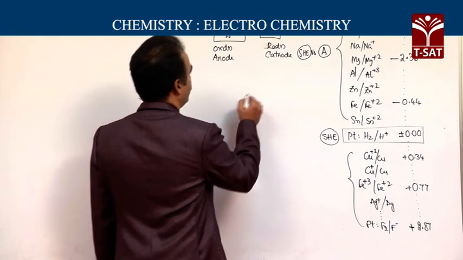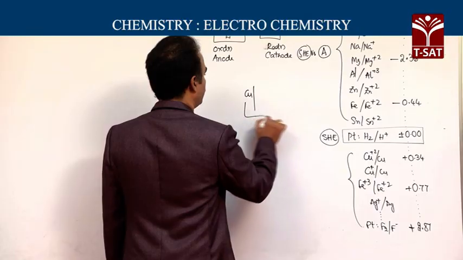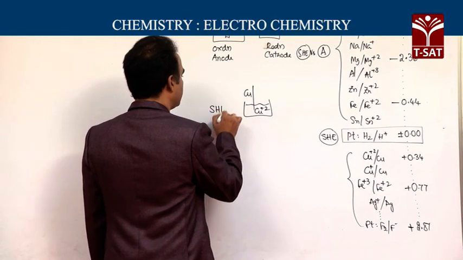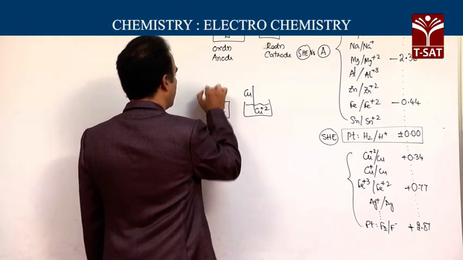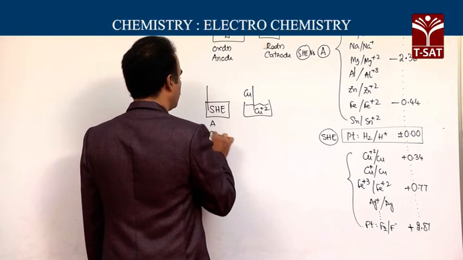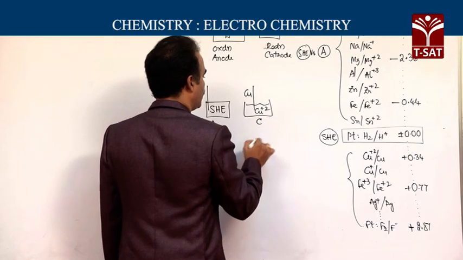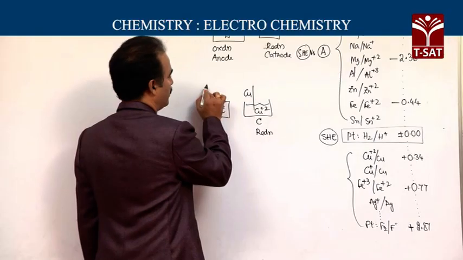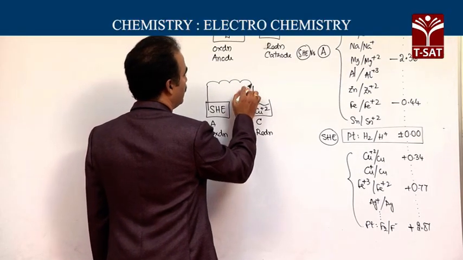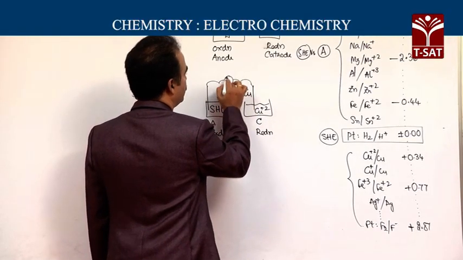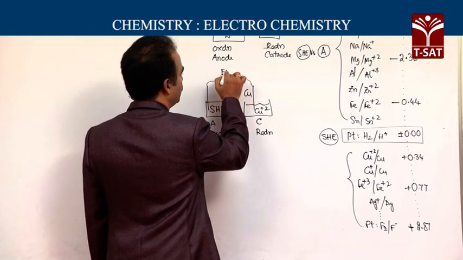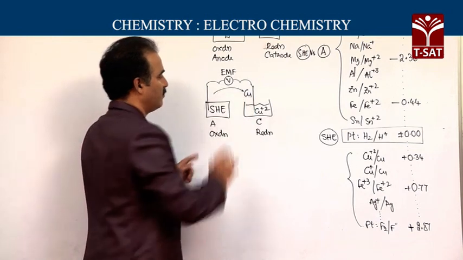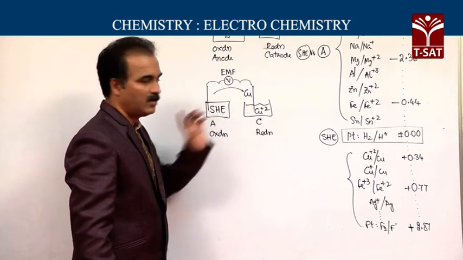For example, if you take a copper electrode connected to SHE, then SHE is acting as anode and undergoes oxidation. The copper electrode undergoes reduction, so it acts as cathode. So, the EMF of this cell will also be positive. The potential difference between these two electrodes is positive. So, electrons are going from the standard hydrogen electrode to the copper electrode.